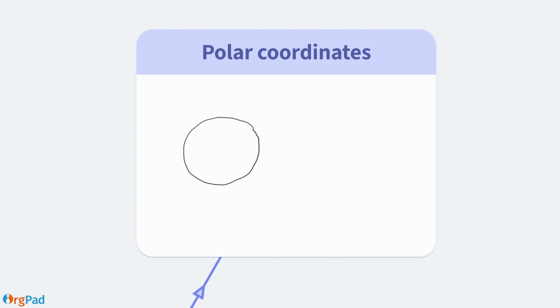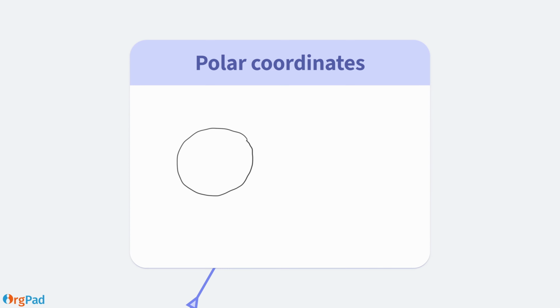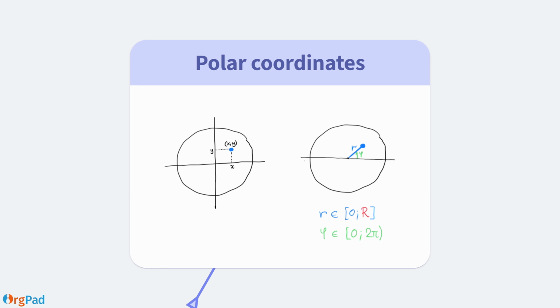The trick is to consider different coordinates. The classical coordinates of a point give x and y positions. In polar coordinates, each point of the circle is described by its distance r from the center, which is between 0 and r, and its angle phi, which is between 0 and 2 pi. All possible polar coordinates in a circle form a rectangle with sides r and 2 pi.